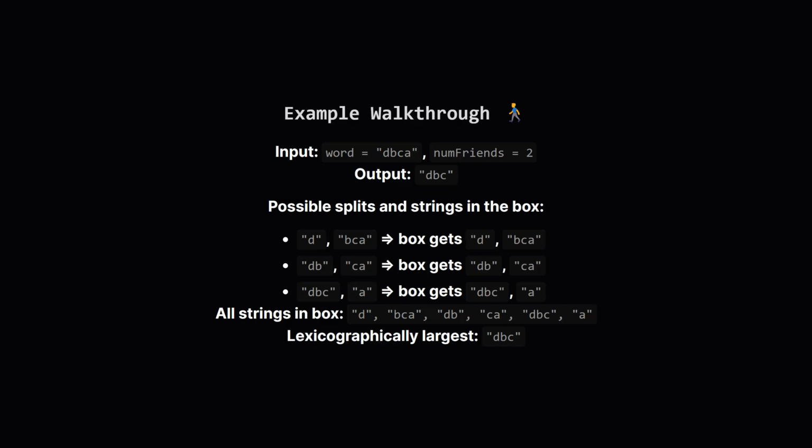So if we look at all the strings that landed in our box, we have D, BCA, DB, CA, DBC, and A. Now among these, which one is the lexicographically largest? Meaning, if we sorted them, which one would be last? That would be DBC. So DBC is our answer for this example.